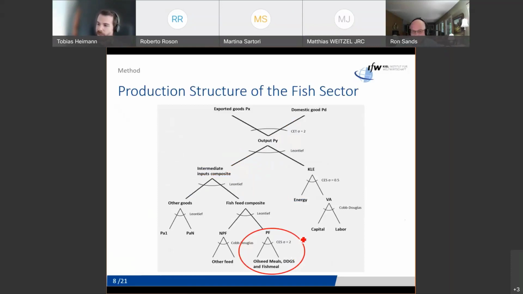This is the production structure of our aquaculture fish sector. On the right-hand side, it's as usual capital, labor, energy, and then we have intermediate inputs. But I think the most interesting thing is this fish feed composite, where on the one hand we have non-protein feed like wheat and maize, and on the other side we have protein feed. They are nested with a Leontief function, so you can't substitute protein feed by non-protein feed, but within the protein feed nest, we allow for a substitution elasticity of 2. So we decided to go for an imperfect substitution. But in our sensitivity analysis, we also look at different parameters here.